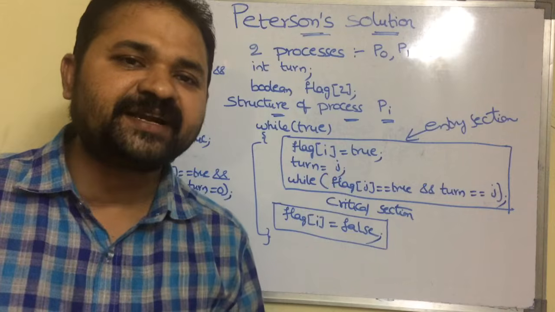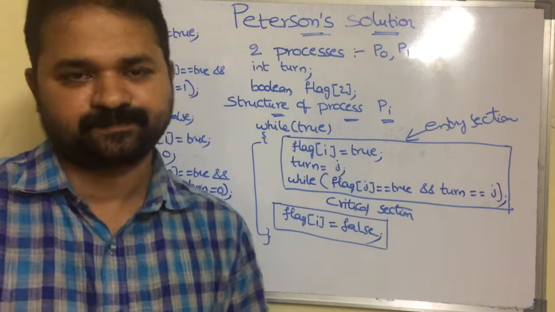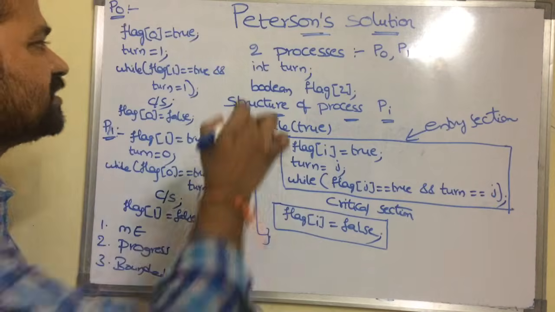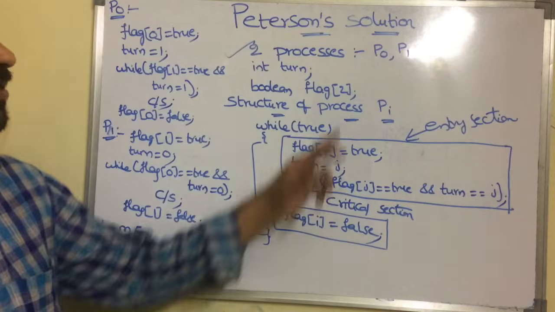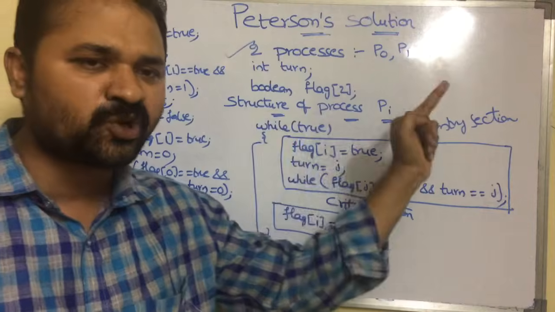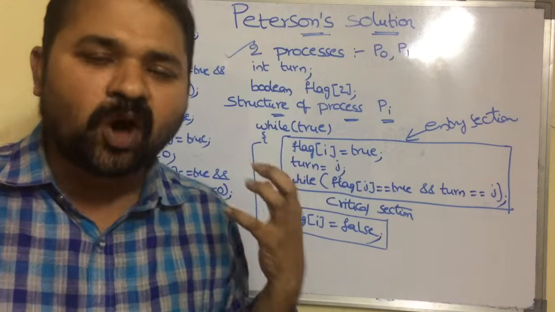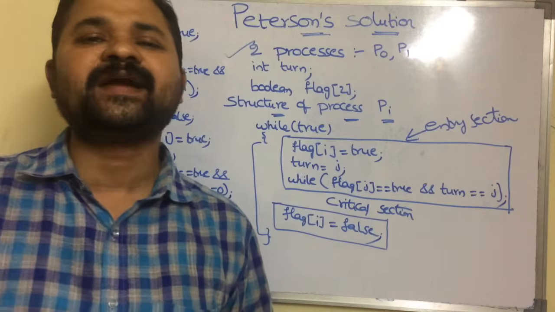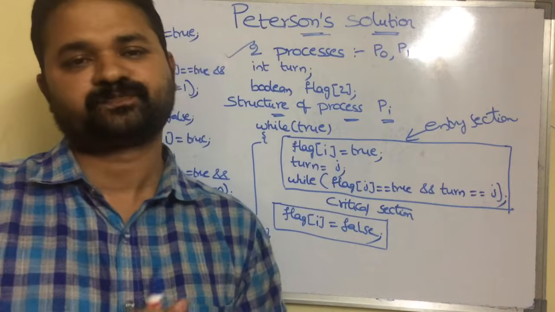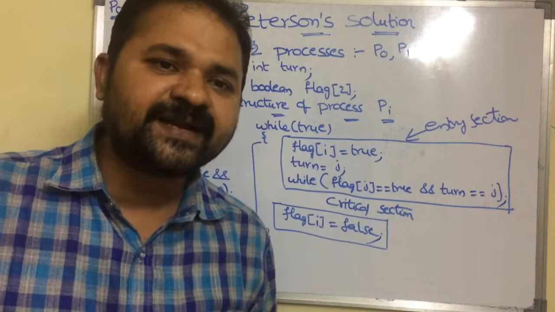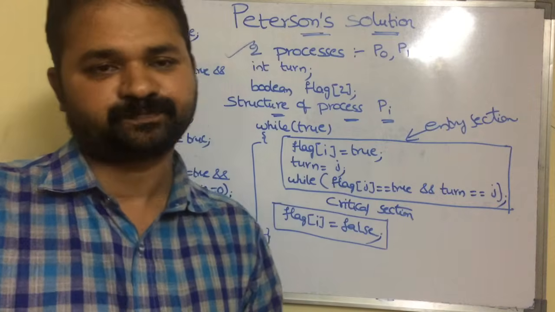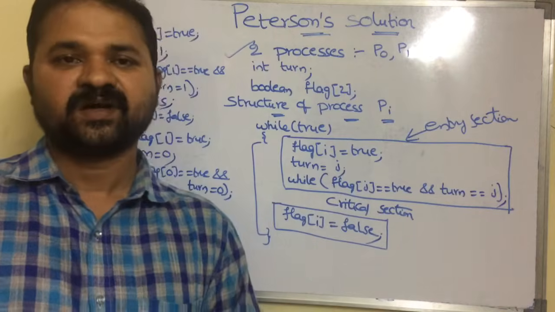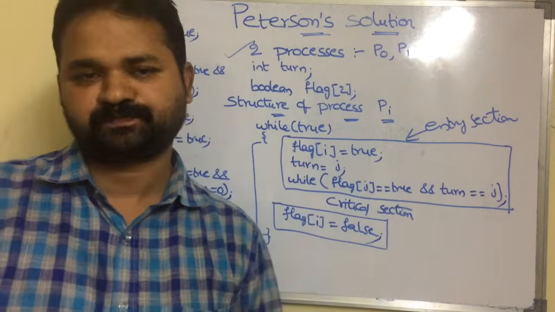Suppose if the system contains more than two processes, then Peterson solution is not possible. So that is the first point here. We can use the Peterson solution to solve a critical section problem only when the system contains only two processes. If the system contains more than two processes, then Peterson solution is not sufficient. We have to use some more algorithm.